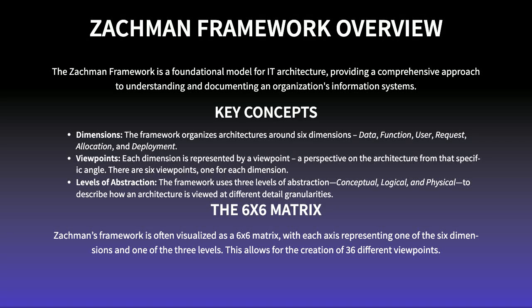Let's dive into the Zachman framework. It's a really helpful starting point for thinking about IT architecture. Essentially, it provides a structured way to map out all the pieces of your systems and how they relate to each other. The framework centers around 6 key dimensions: data, function, users, requests, allocation, and deployment. Each dimension is then viewed from 3 different levels of detail: conceptual, logical, and physical. You can think of it as a 6-by-6 grid that helps you see the whole picture and understand how everything fits together.